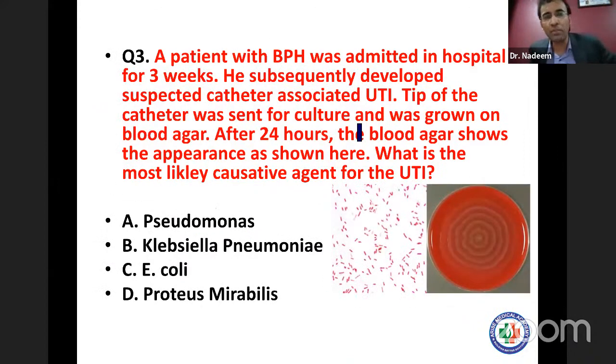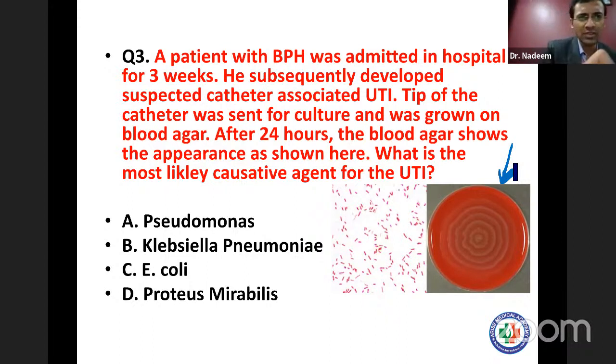Next question, a patient with BPH. BPH means what? Okay, benign prostate hyperplasia. A patient with BPH was admitted in hospital for 3 weeks. He subsequently developed suspected catheter-associated UTI, urinary tract infection. Tip of the catheter was sent for culture and was grown on blood agar. After 24 hours, the blood agar shows the appearance as shown here. I'm talking about this one, right? What is the most likely causative agent for the UTI?